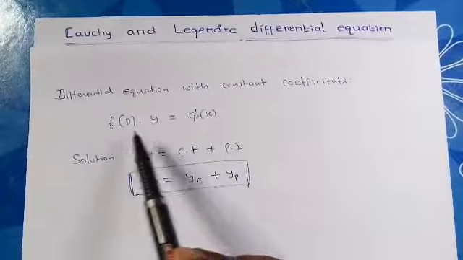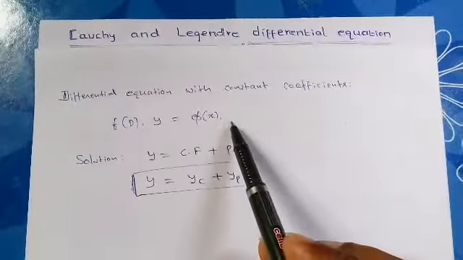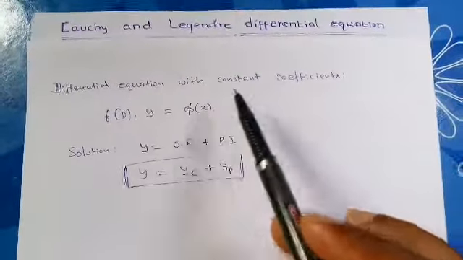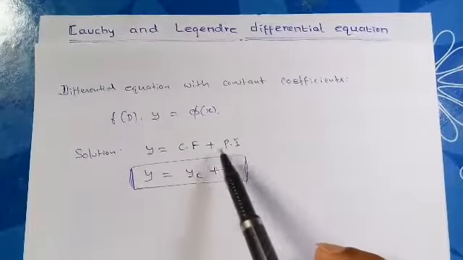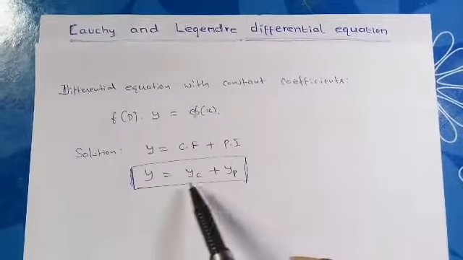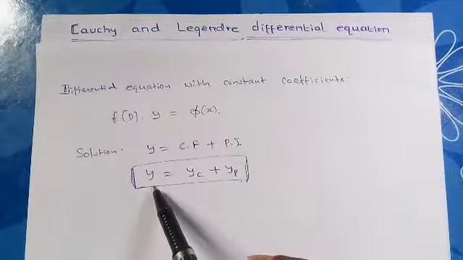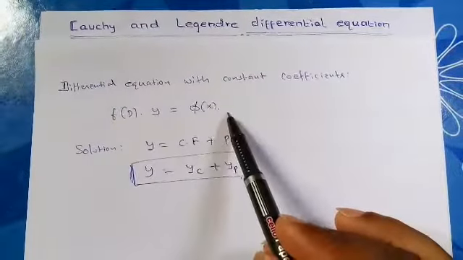To find the solution of this type of differential equation with constant coefficients, we have to find the complementary function and particular integral. Their sum becomes the complete solution of the given differential equation.